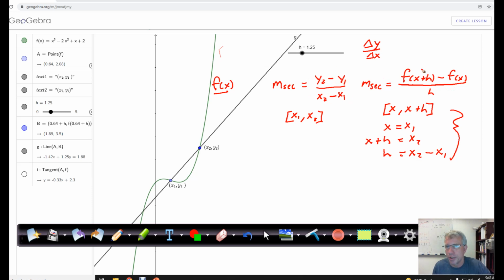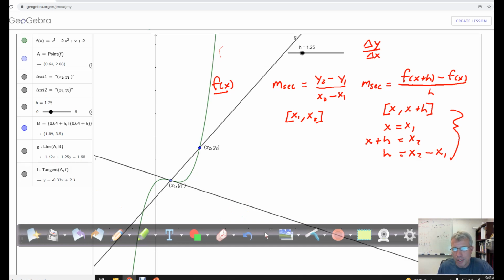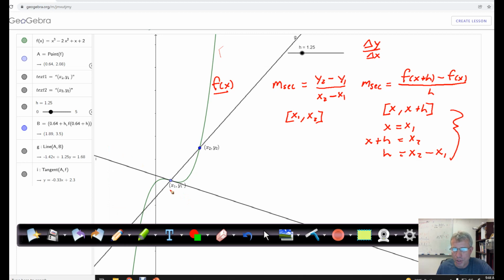It just looks different. So the issue is going to be when we want to find a tangent line. So let's say instead of wanting the secant line through 2 points on the function, we really want to find the slope of a tangent line at a specific point. So suppose we want the slope of the tangent line at the point x sub 1, y sub 1, or in other words, at the point x.